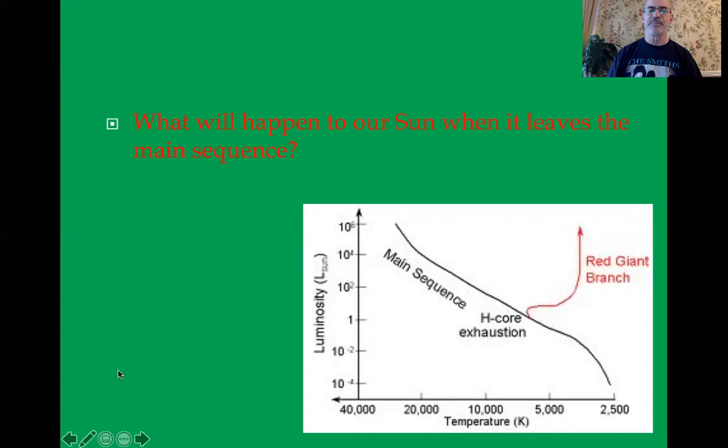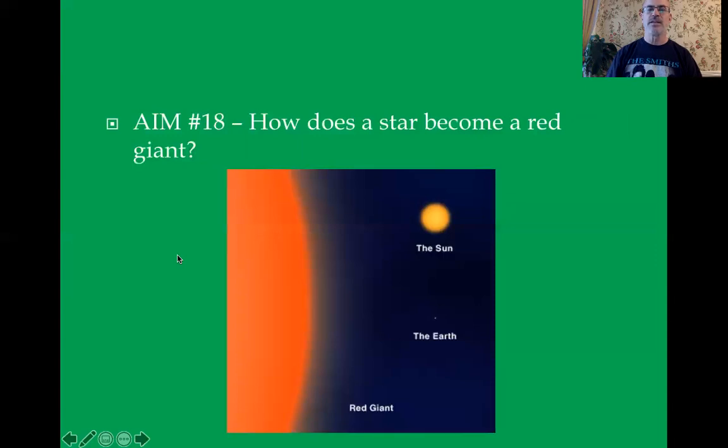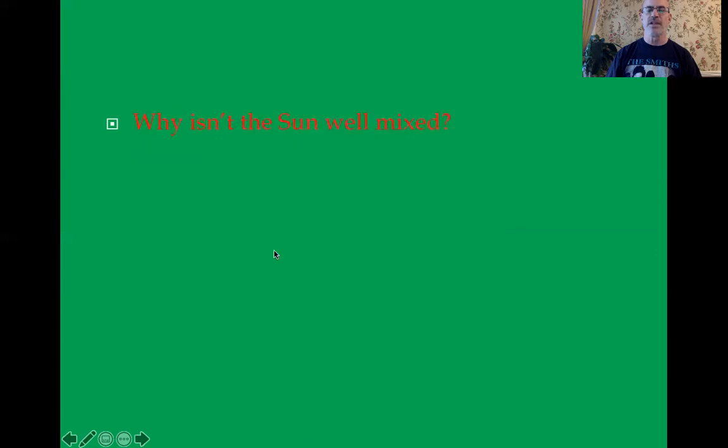Let me move that over. All right. So what question? How does a star become a red giant? And by the way, this is roughly to scale. Here's the sun, here's the earth, and that would be a red giant. So red giants can be pretty giant, right? So why isn't the sun well mixed? And what do we mean by the sun being not well mixed?